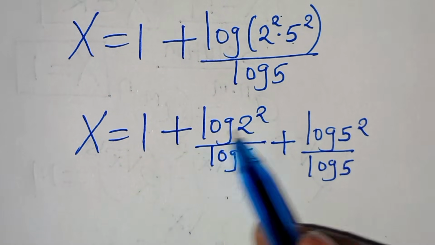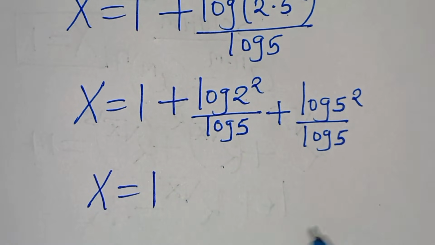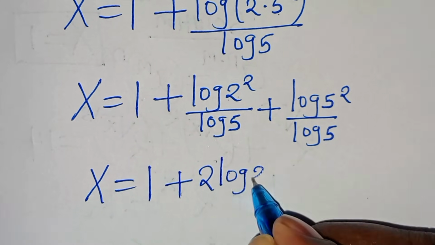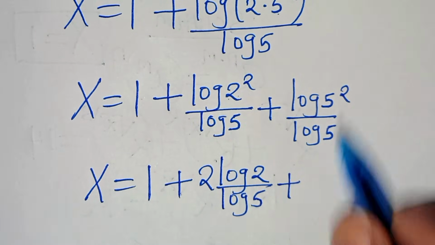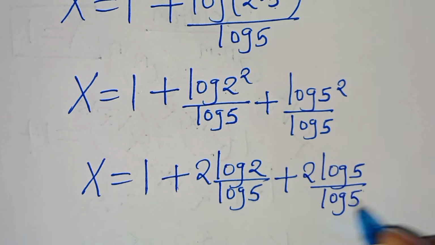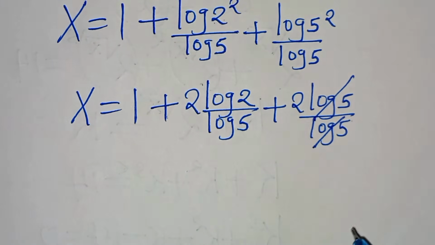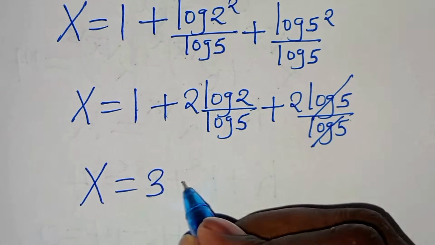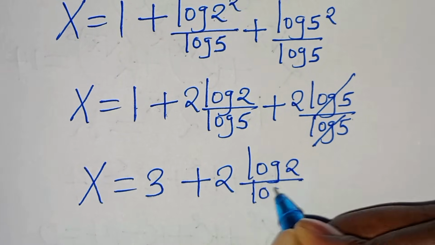Now the next step is, let's apply the power rule here, so that x is equal to 1 plus log 2 to the power of 2 becomes 2 log 2 divided by log 5, plus log 5 to the power of 2 becomes 2 log 5 divided by log 5. So the next step is to simplify log 5 and log 5 here, so that now this is 2 plus 1, which is equal to 3, plus 2 times log 2 divided by log 5.